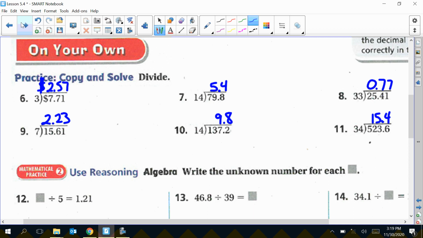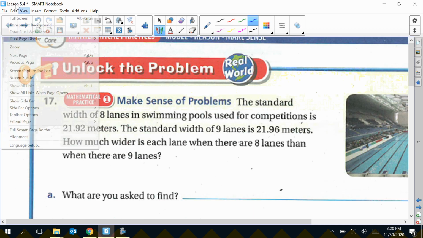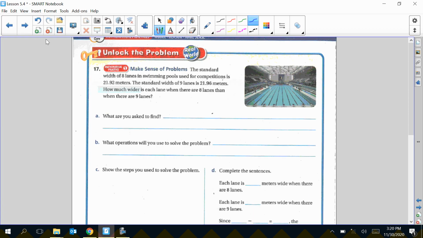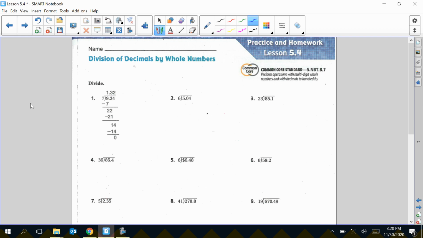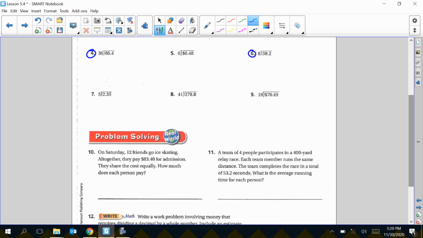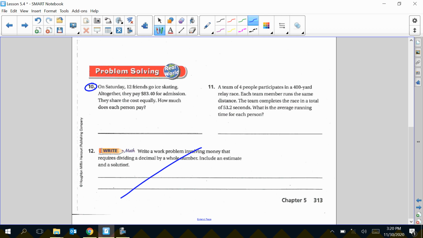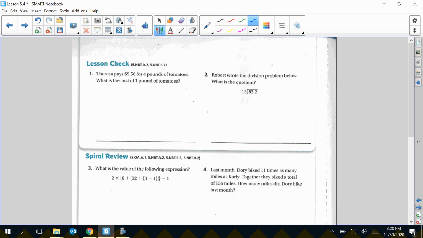As we look to our homework, go ahead and turn to the homework page. One more page here. Tonight we're going to do the even problems on the front. That would be 2, 4, 6, 8, and number 10. You can go ahead and skip question number 12. Go ahead and turn to the back. We are going to do all of the problems on the back.